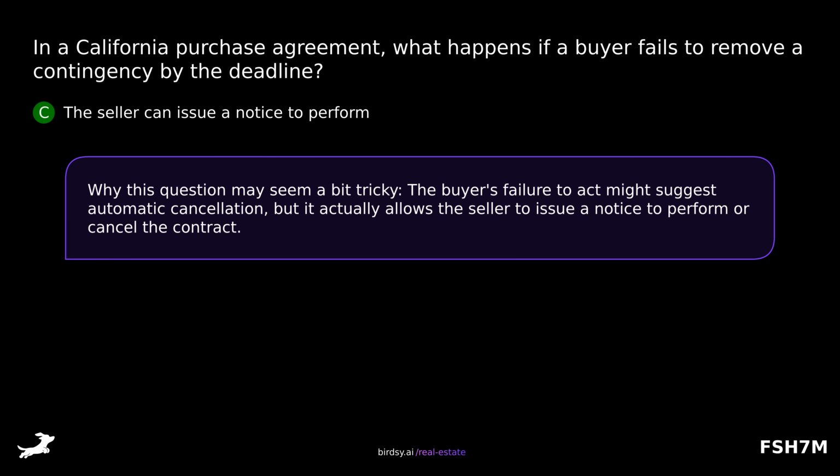Why this question may seem a bit tricky. The buyer's failure to act might suggest automatic cancellation, but it actually allows the seller to issue a notice to perform or cancel the contract.